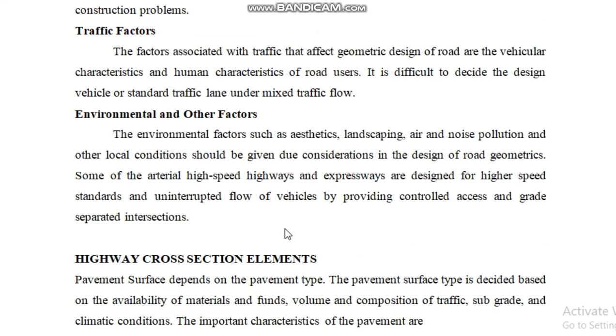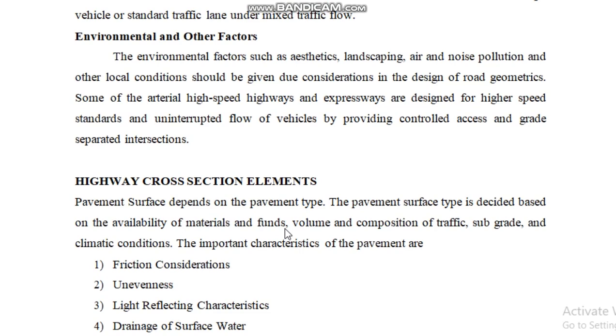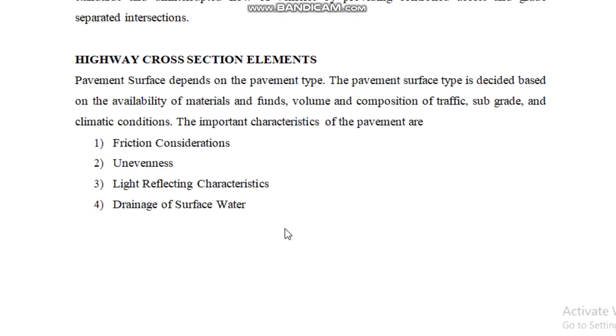Some of the arterial high speed highways and expressways are designed for higher speed standards and uninterrupted flow of vehicles, and this can be provided by controlled access and grade separated intersections, meaning by providing some barricades or by restricting the movement of transverse traffic. So by that we can provide uninterrupted traffic flow. In other situations, when you have higher budget considerations, then it is possible to go for grade separated intersections also. These are the different factors that will influence the highway geometry.